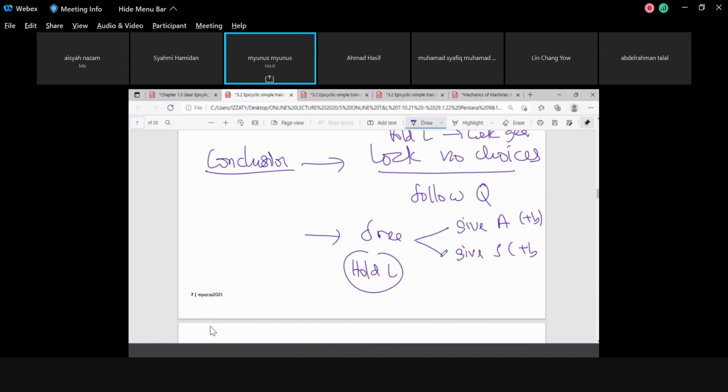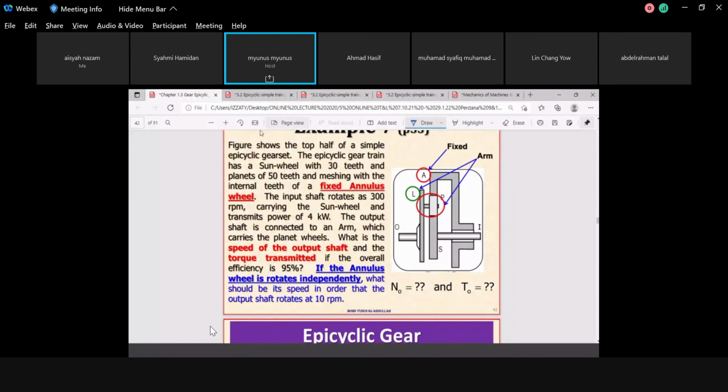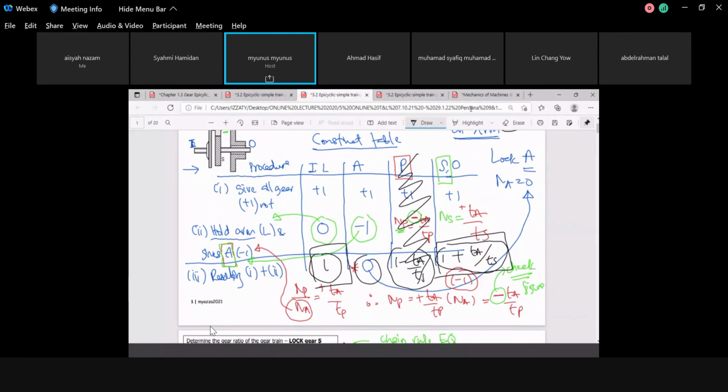Okay, so I have a couple of minutes, so I want to go further. This one you can do on your own. This one, you can do on your own too. I'm going to explain a bit how you get this one.